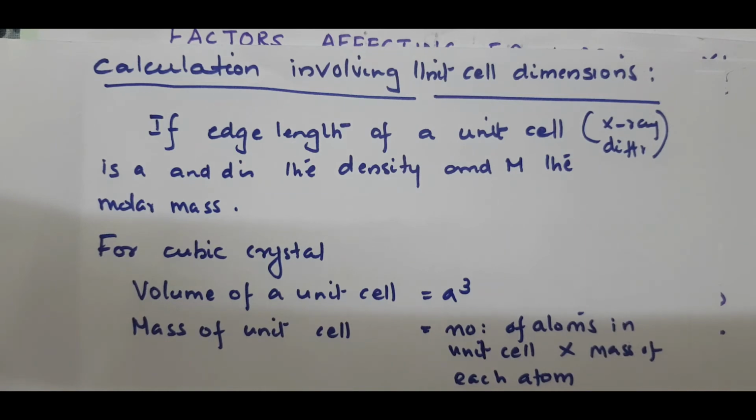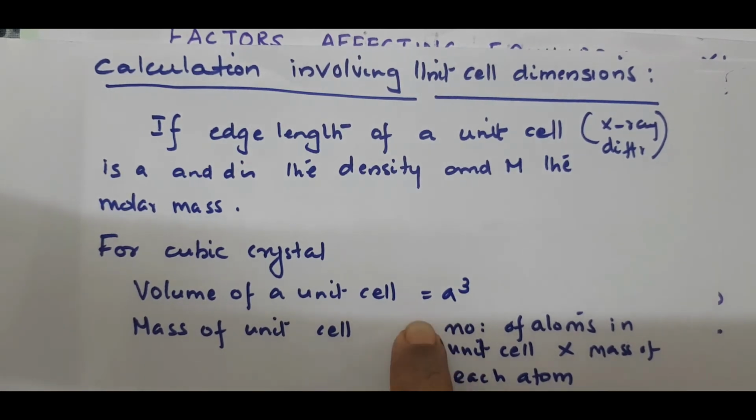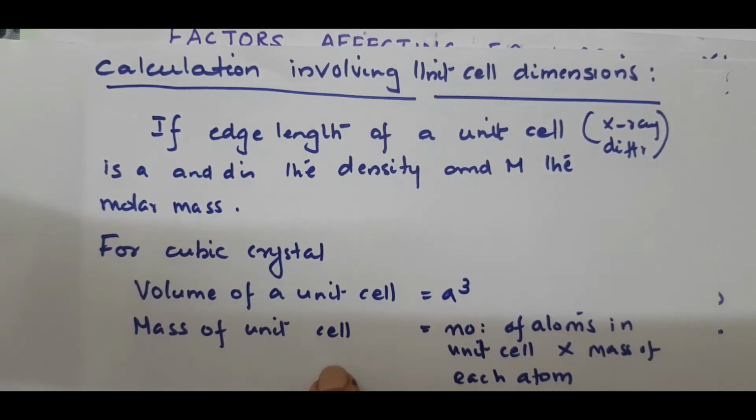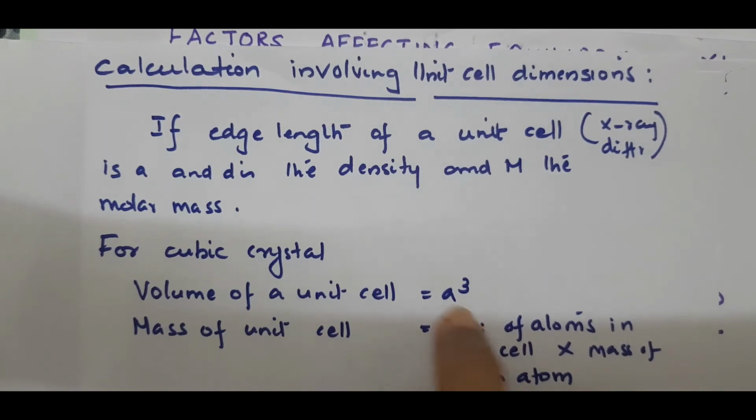Okay, and now we know how to calculate the volume. We have already seen the volume of a unit cell is a cube, and we know how to calculate a cube from the unit cell dimension. Because a cube means the volume, right? Length into breadth into height. Edge length is a, so it is a cube. So once you know the volume of a unit cell, we can calculate the density of this metal.